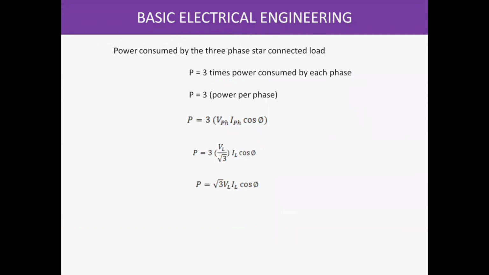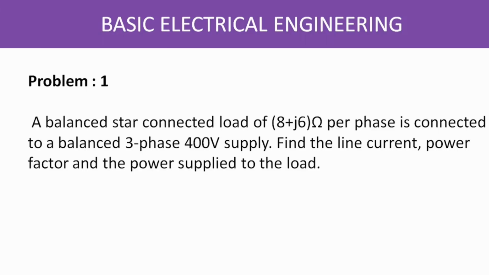Now the power consumed by a three-phase star connected load is nothing but 3 times the power consumed by each phase, or 3 times the power per phase. What is the power per phase? V phase, I phase, cos phi. Now V phase is nothing but VL by root 3, and I phase is IL. When you simplify, we'll get P is equal to root 3 VL IL cos phi. Now, we will look into the first problem.